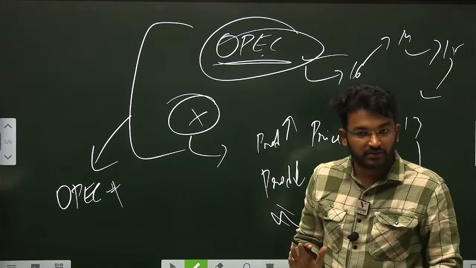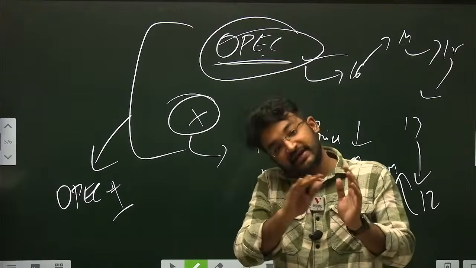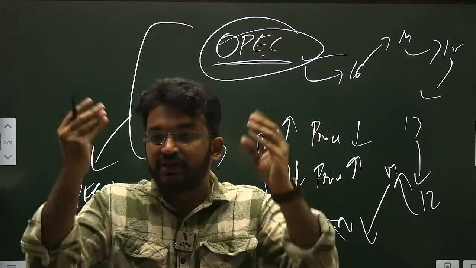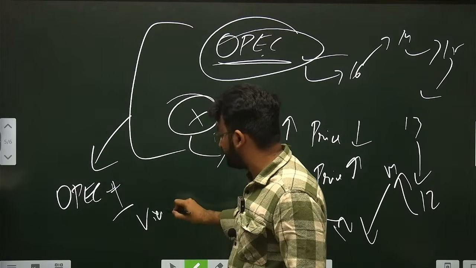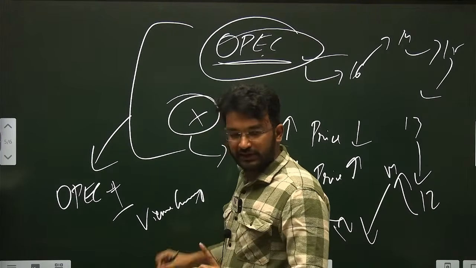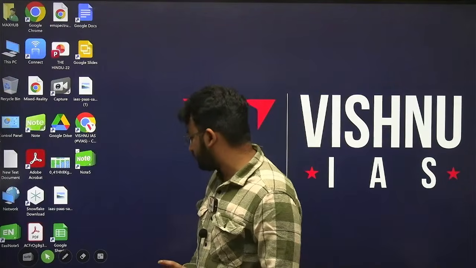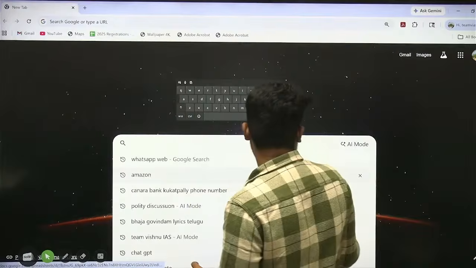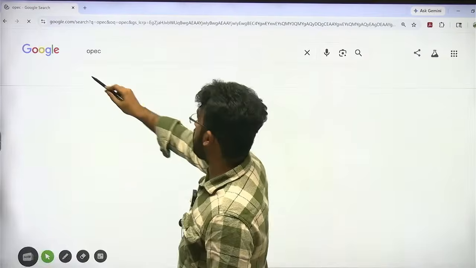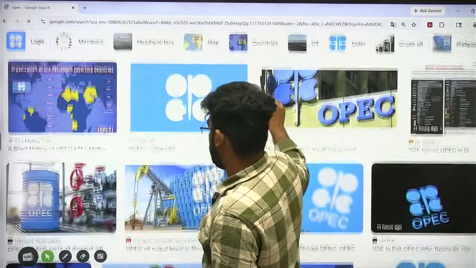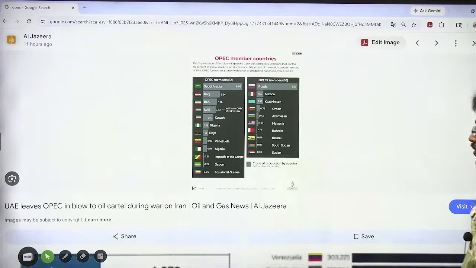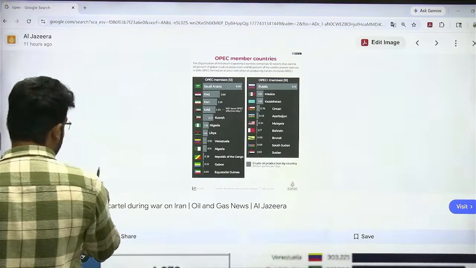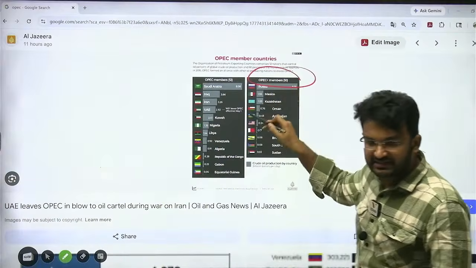For example, Russia. Russia is part of this. The idea here is also to reduce the production so that they will be getting more income. This is also called the Vienna Group. Okay. Now if you want to know the importance of this news, see this image. Currently OPEC has 12 members, OPEC plus has 10 members, that means 10 more other than these 12.